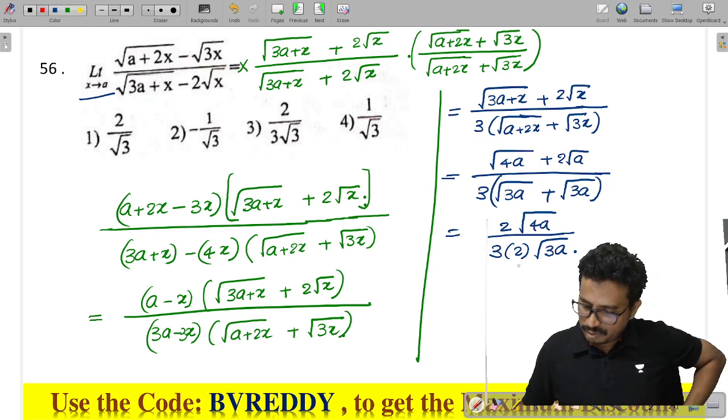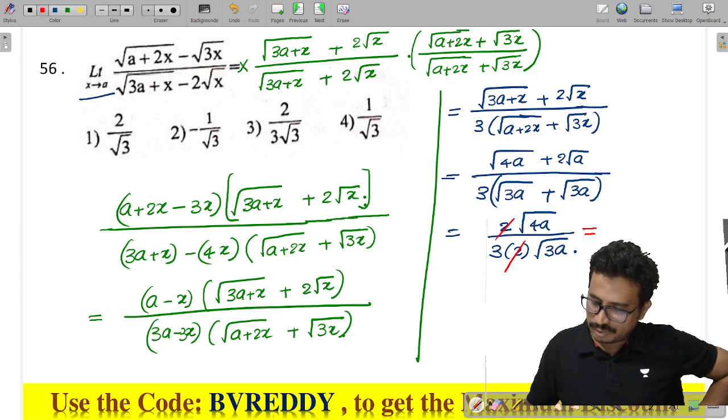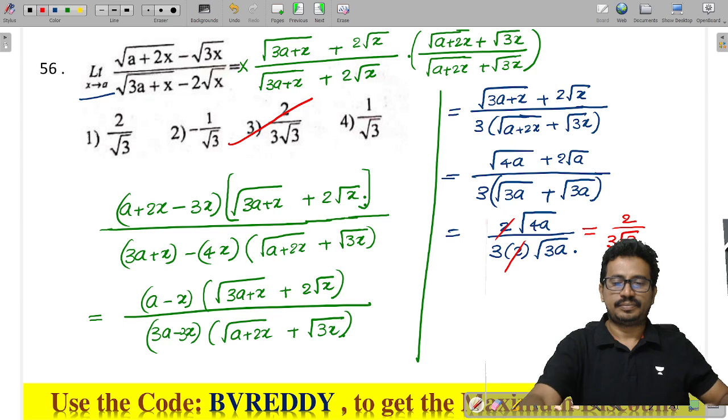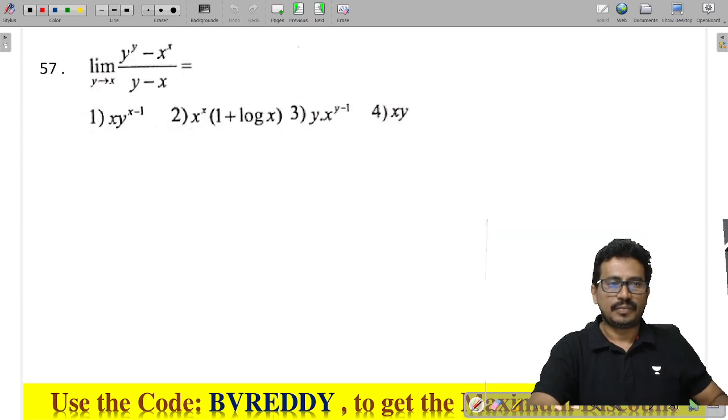So the 2 gets cancelled and the root will get cancelled. So that is nothing but 2 by 3 into root 3. Check it. So this is the option. Next.